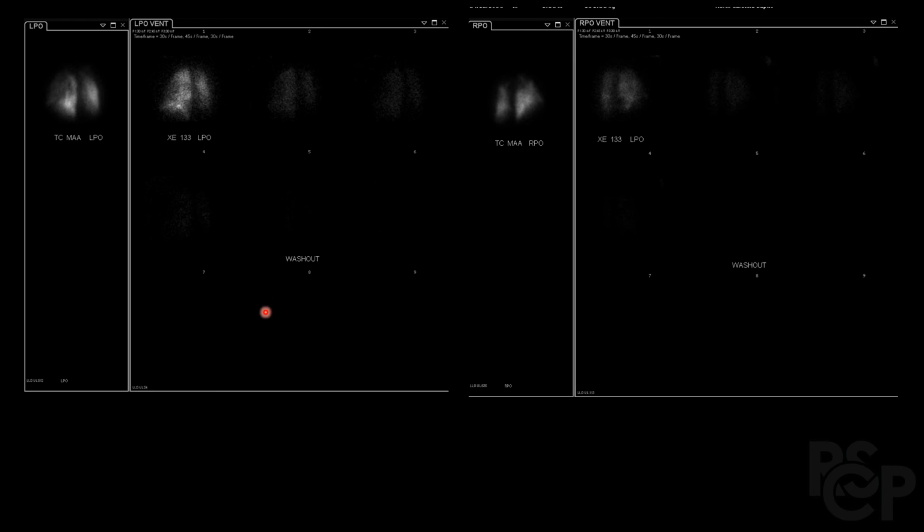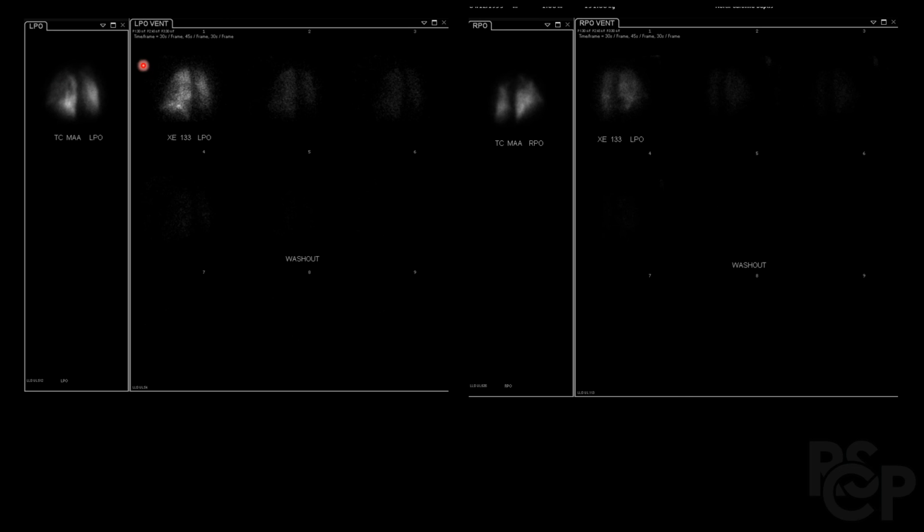This is another example, and we start off by looking at the perfusion and then comparing it to the ventilation. So the patient received technetium macroaggregated albumin, and this is the left posterior oblique view, and this is the right posterior oblique view of the perfusion. And then we're trying to make sure that we're anatomically thorough and look at all the lobes of the lungs and the apices. So we start off by identifying if there are any areas of perfusion defects, a little bit of dark area up here.